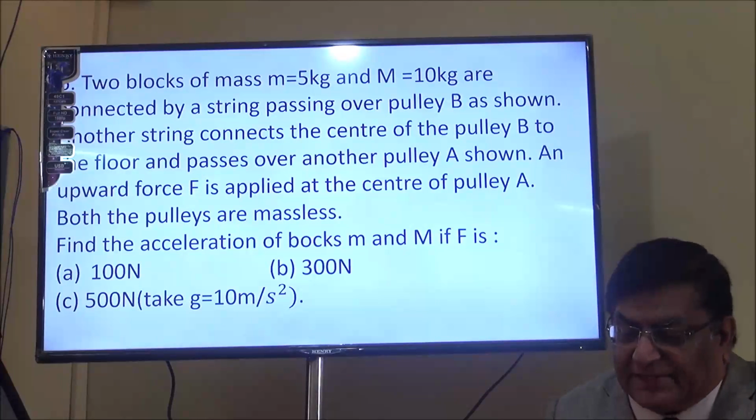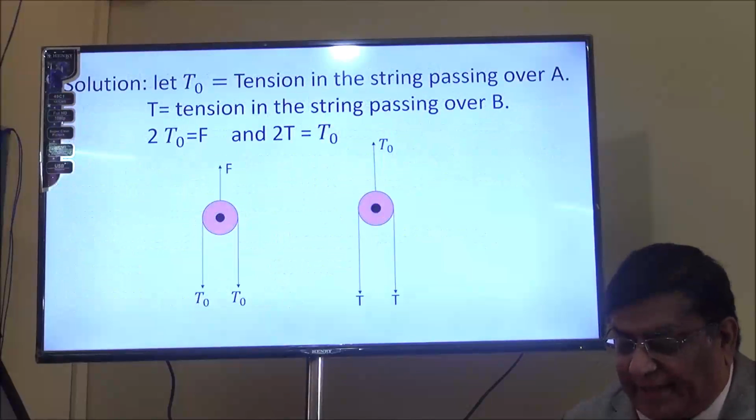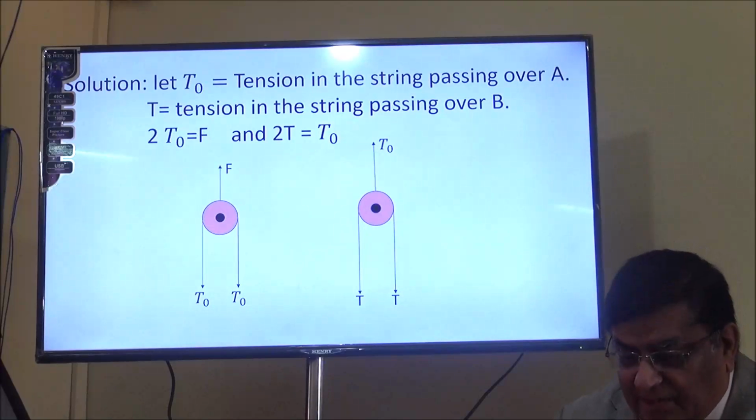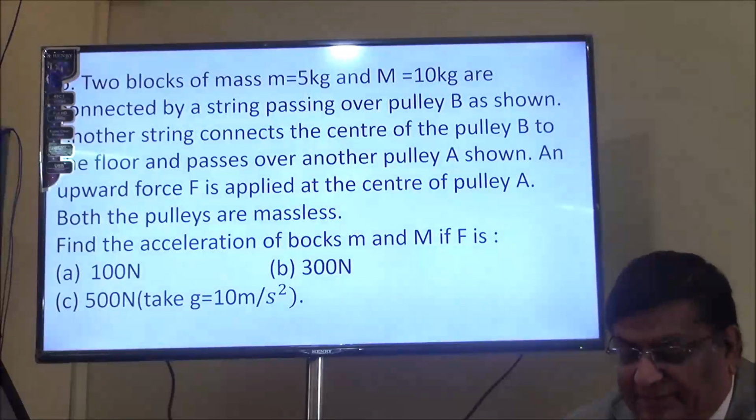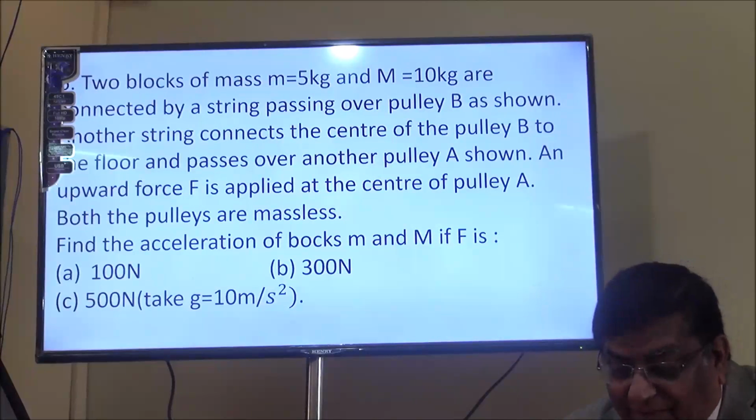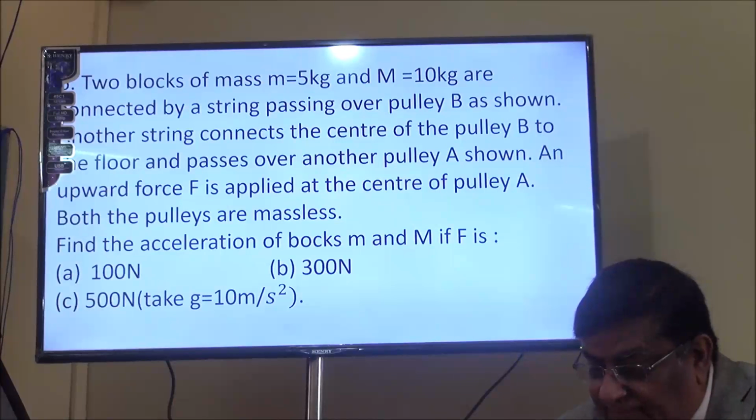Two blocks of mass 5 kg and 10 kg are connected by a string passing over a pulley as shown in the diagram. There are two masses, 5 kg and 10 kg, connected by a string passing over a pulley. Another string connects the center of the pulley to the floor and passes over another pulley A. What is this?